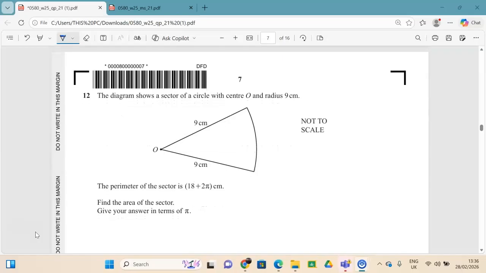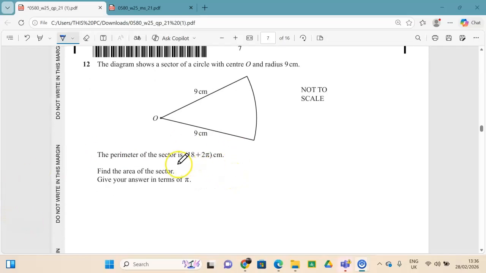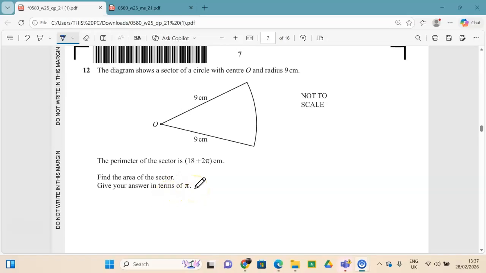So question 12 says the diagram shows a sector of a circle with center O and radius 9 centimeter. The perimeter of the sector is 18 plus 2 pi centimeter. Find the area of the sector. Give your answer in terms of pi. This question is something you need to look at carefully. It's more than just a calculation.